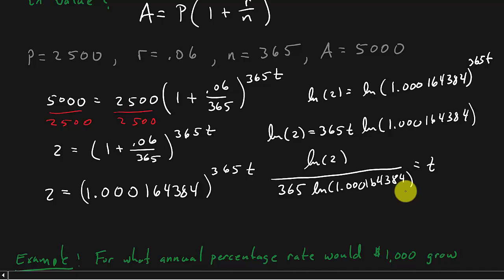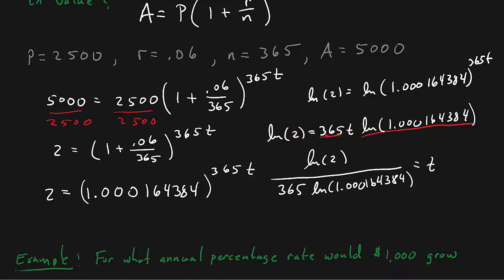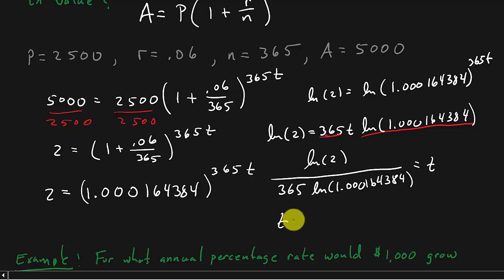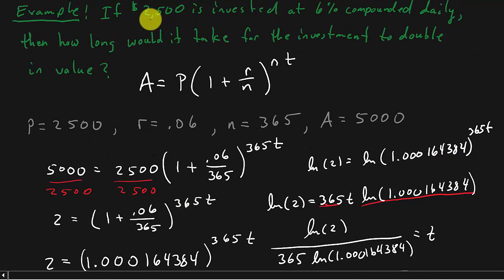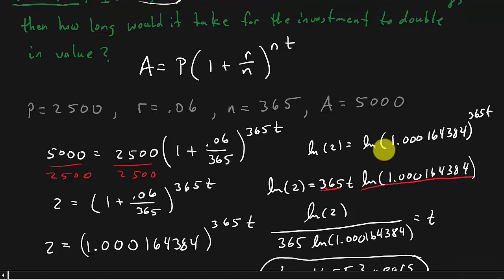1.000164384. Okay, so I just divided both sides by 365 natural log. And so they cancel out over here and they'll be in the denominator over here. And so that's going to give me t is equal to 11.553 years. That's how long it would take the $2,500 investment to double. You'd have to wait about 11 and a half years.